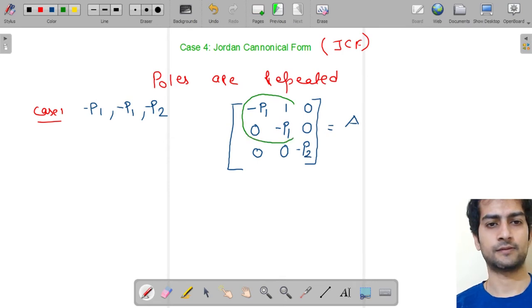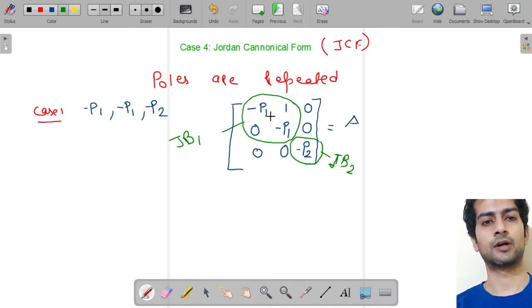This is known as Jordan block 1. This is known as Jordan block 2. So what is the uniqueness? Minus P1, minus P1, 1, 0. This 1, 0 can interchange. Sometimes you may find 1 here, 0 here, and sometimes in a question you can find 1 here, 0 here. So don't get confused, but you should focus on this type of combination, poles 1, 0, 1, 0. And here the other pole is this.